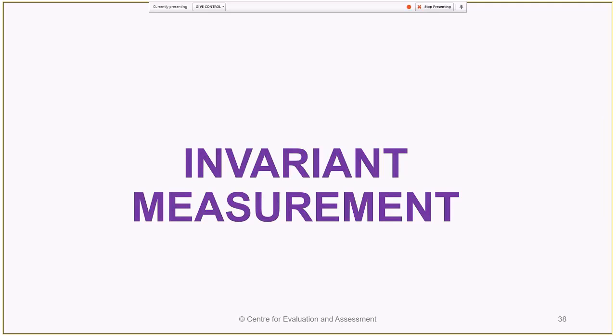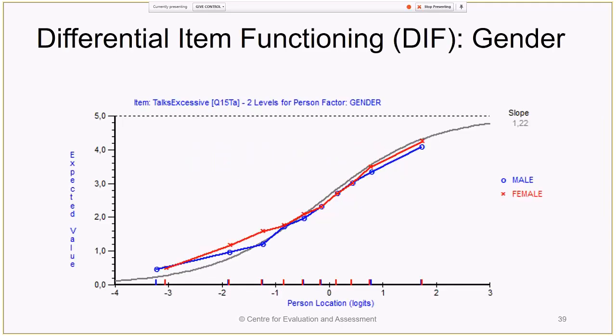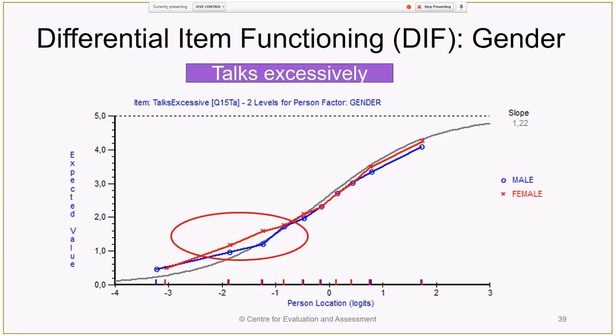Invariant measurement, a fancy way of saying we want our items to function in the same way for different groups. We don't want any bias in our items. So the first one we found is gender. For quite a few of the items, the way that teachers rate boys and rate girls is significantly different.